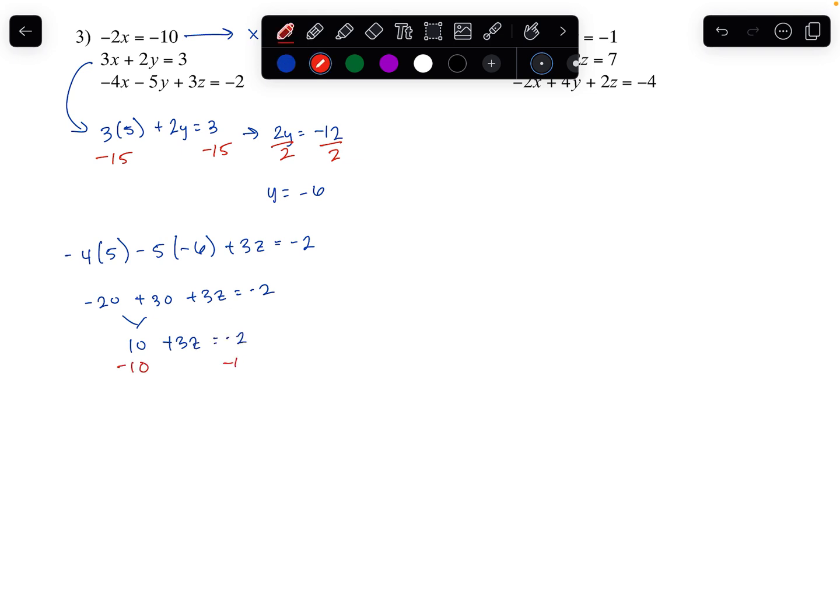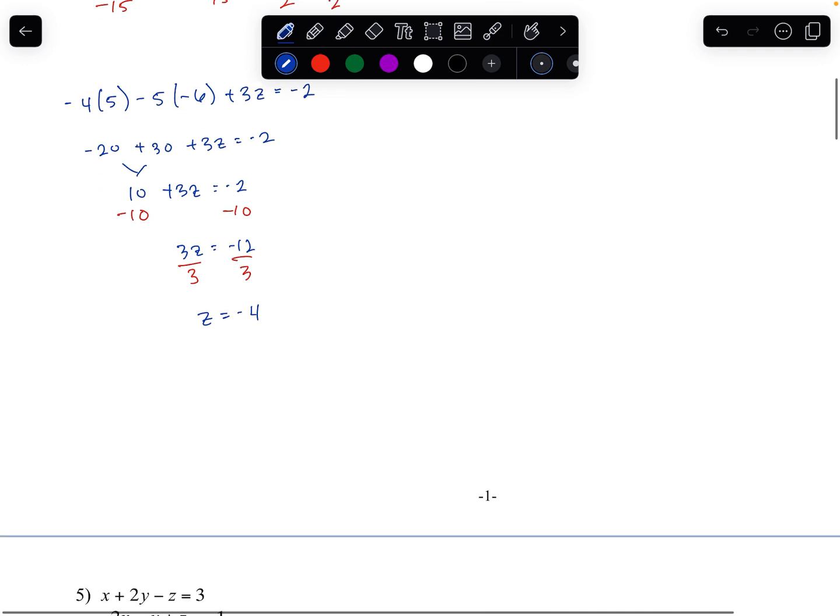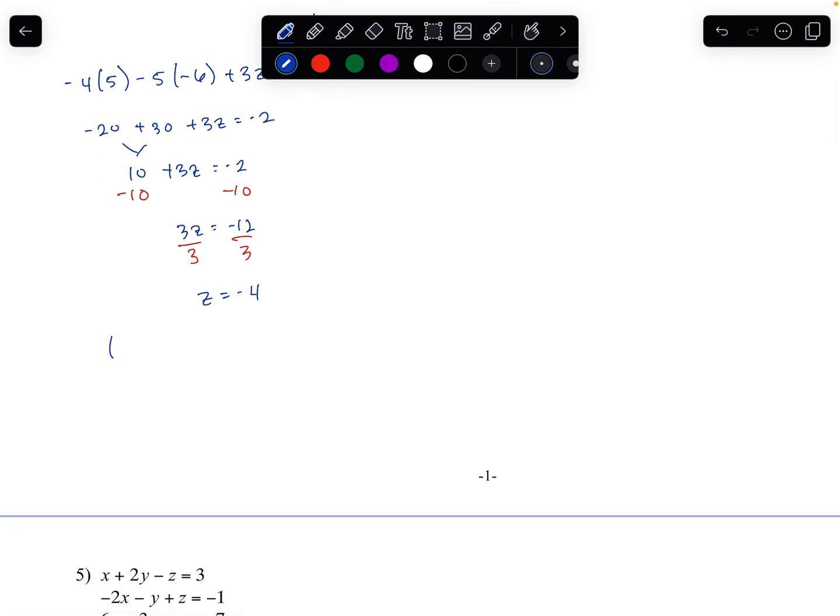Subtract 10. And then you get 3z is equal to negative 12. Divide by 3. And z is equal to negative 4. So my solution is 5, negative 6, negative 4.